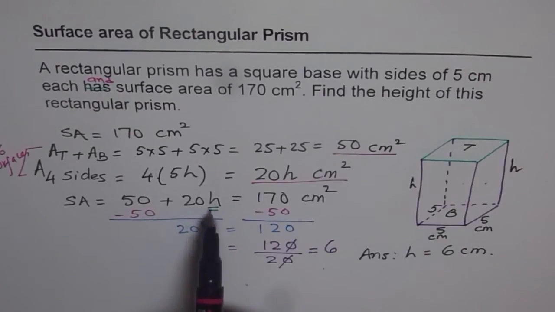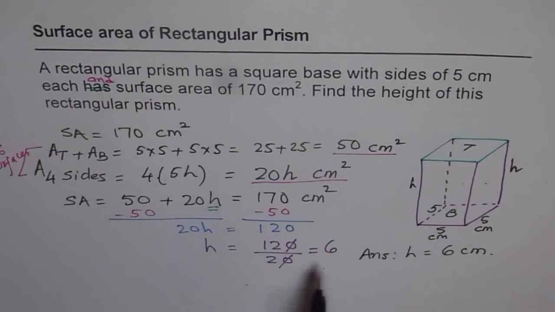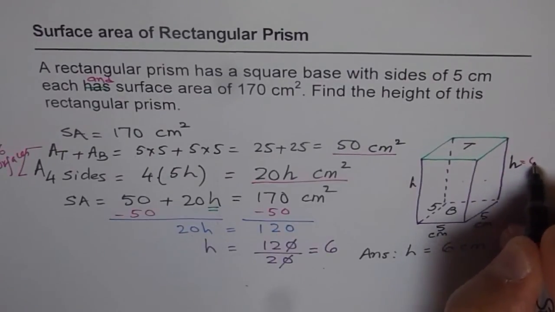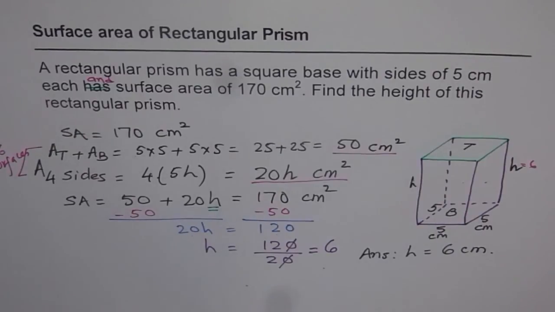Now to isolate height h, what should we do? We should divide by 20 both sides, right? And then we get 6 as our answer, correct? So the height should be 6 centimeter. Now what you can do is, you can write height equals to 6, find the surface area and check whether your answer is right or not.